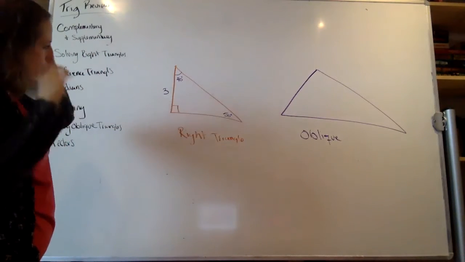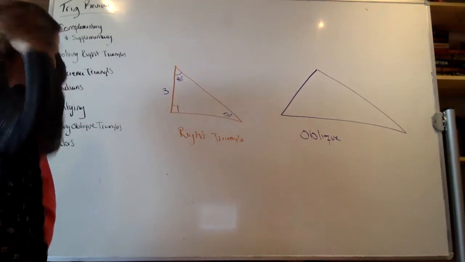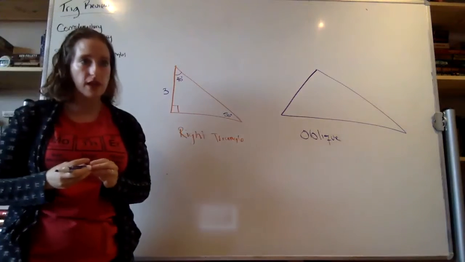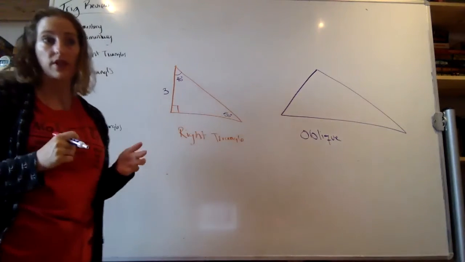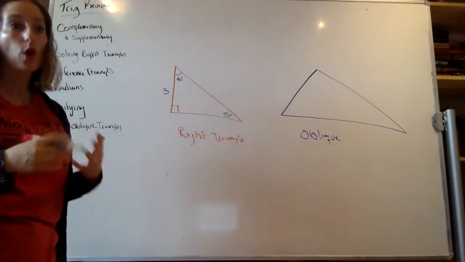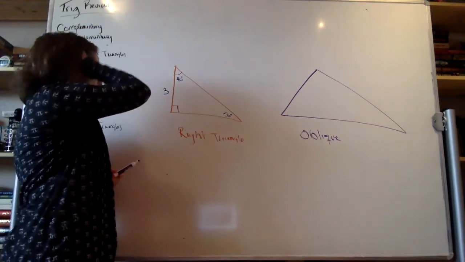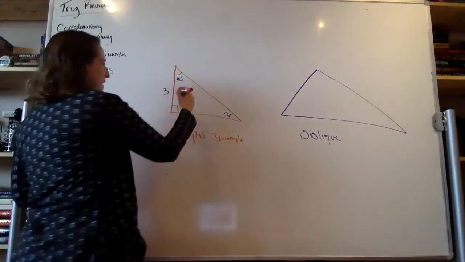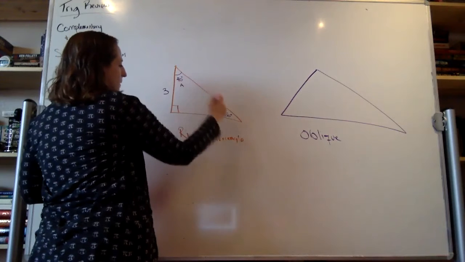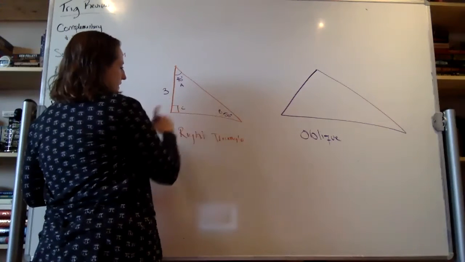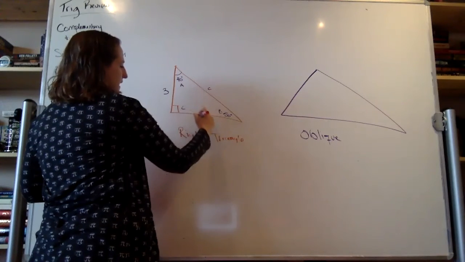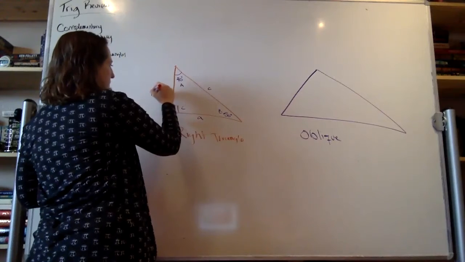I know this side is 3, and now that I know my angles, I can use trig relations to find at least one of the other sides, and then I can use another trig relation or the Pythagorean theorem to find the last side. Okay, so what do I mean by trig relations? Well, let's label these things. I'm going to call this A, this B, and this C. That means this is side C, this is side A, and this is side B.